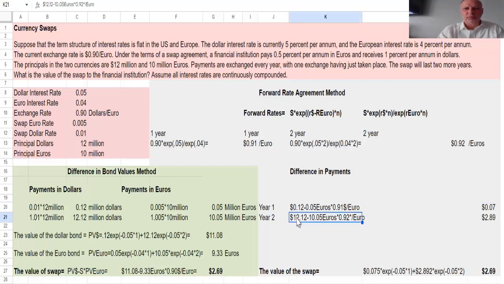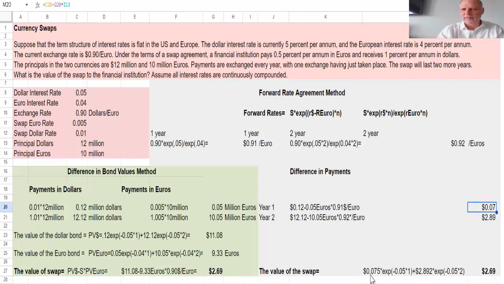In 2 years in dollars, we will have $12.12 million minus 10.05 million euros times the exchange rate in 2 years of 0.92, and that will give us $2.89 million. Again, C21, which is right here, minus G21 times the exchange rate L13, which is over here at 0.92, gives us $2.89 million.